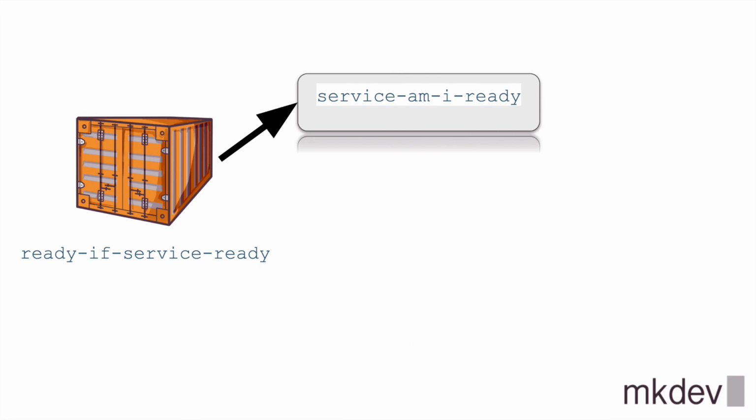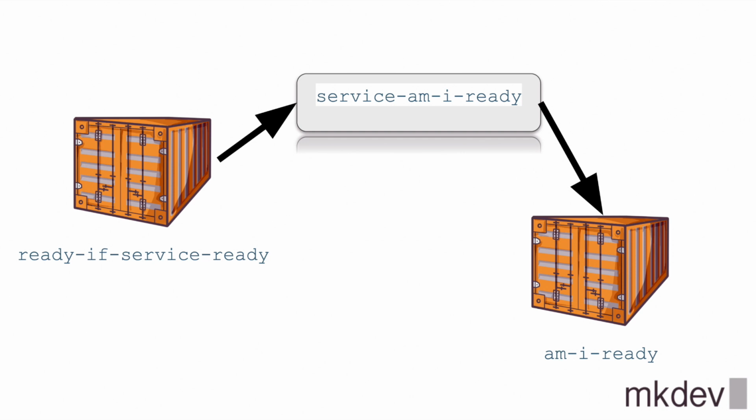Now what we need to do is create a pod, ready-if-service-ready, that will be pointing with its readiness probe to the URL of the service, am-i-ready. This URL is set up in the service, pointing to the endpoint am-i-ready, with the ID cross-server-ready, that will be set up in the service as you see in the pod. It's complex, but later on you will see that it's super simple.